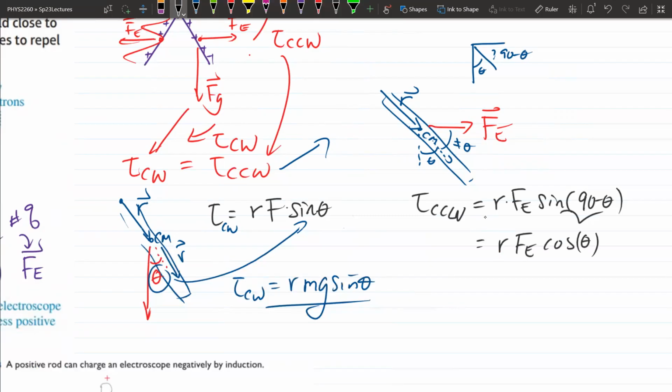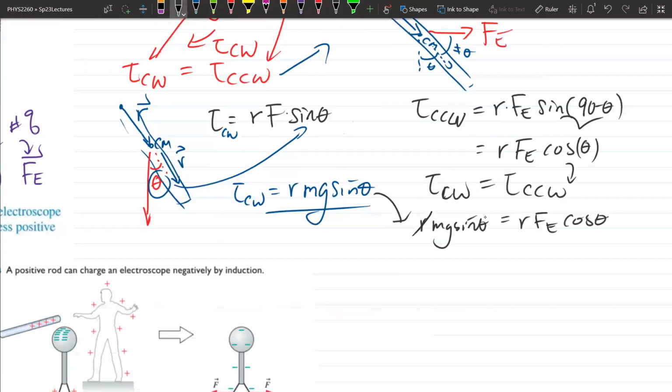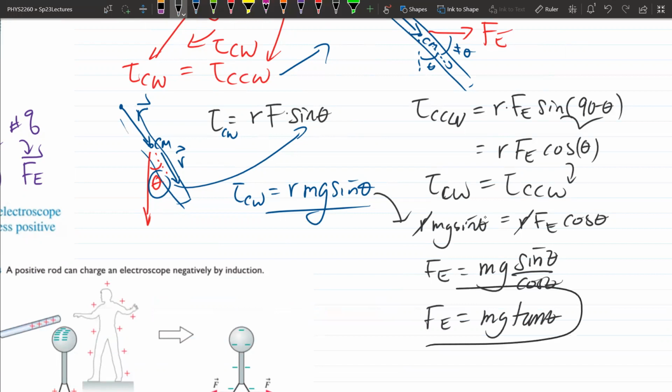So now we know that the two sides have to be equal to each other. The torque clockwise and the torque counterclockwise have to be the same. The left-hand side, I'm going to fill in from this: R mg sine of theta. And then the right-hand side is just from up here, R Fe cosine of theta, okay? The R actually cancels out, which is kind of neat. And if you solve for the electric force here, you get mg sine of theta divided by cosine theta. In other words, just mg tangent of theta. So if you know the mass of that object and the angle that they separate from each other, you can actually calculate what the electric force is.